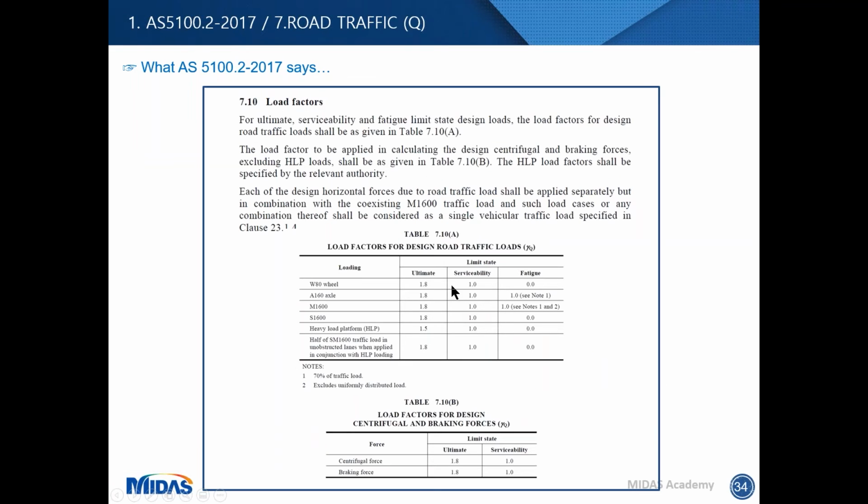Okay. And in clause number 7.10, we need to consider load factors for the load combination. So for different vehicles and different limit states, we need to apply different load factors. So how do we consider this load factor in MIDAS?